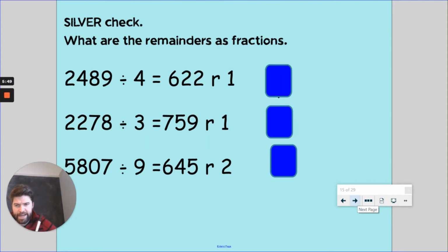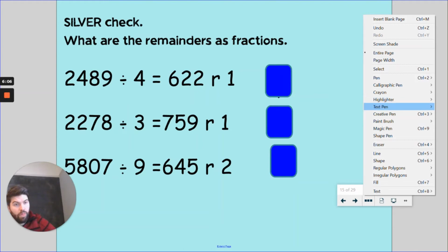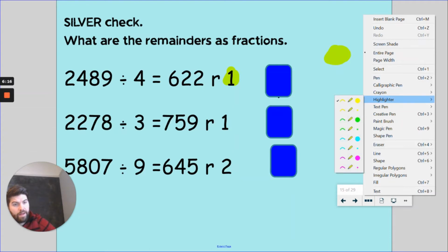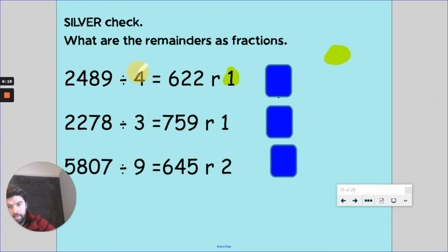Let's check and see if we understand that then. I'll do the first one together and then you can try the bottom 2 in a minute. 2,489 divided by 4. I've got the answer there. It's 622 remainder 1. I want the remainder as a fraction. So I'm going to use the 1 and that is going to go on the top as my numerator because that's the remainder. I'm going to use what I divided by on the bottom as the denominator.